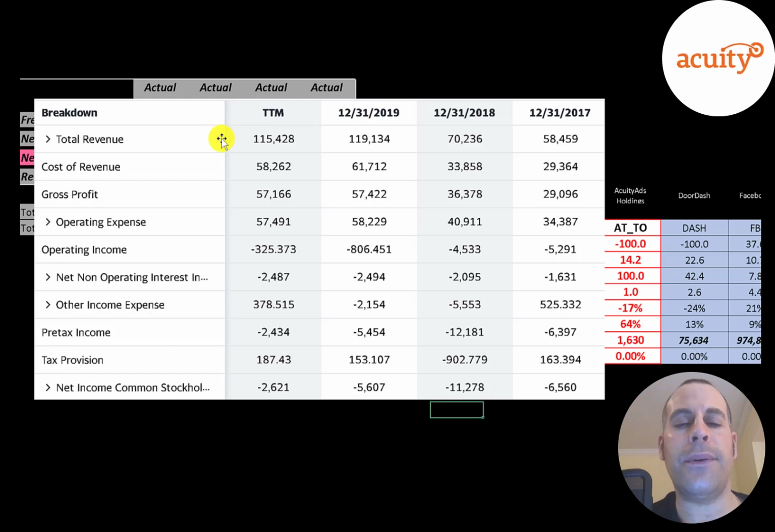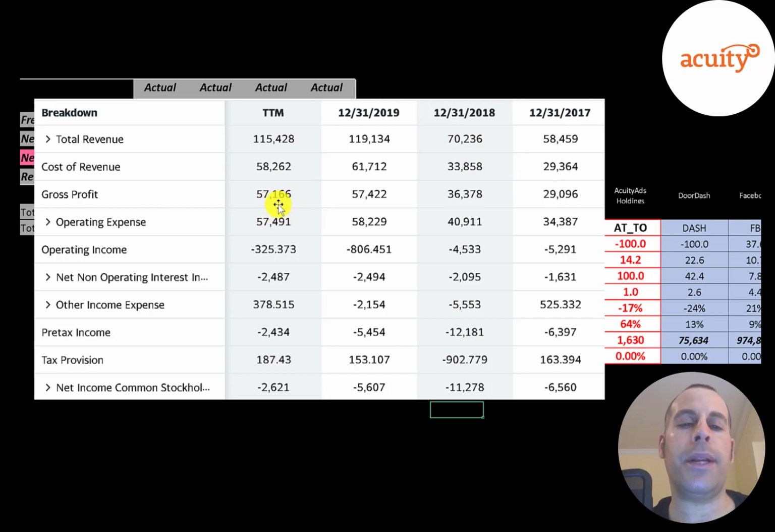The top line is the revenue, the sales. Below that is the cost of revenue. These are the expenses directly related to generating the revenue. Then below that is their gross profit. That's the difference between those two numbers. And the company does have growing gross profit each year. It doubled from 2017. Below that is operating expenses.